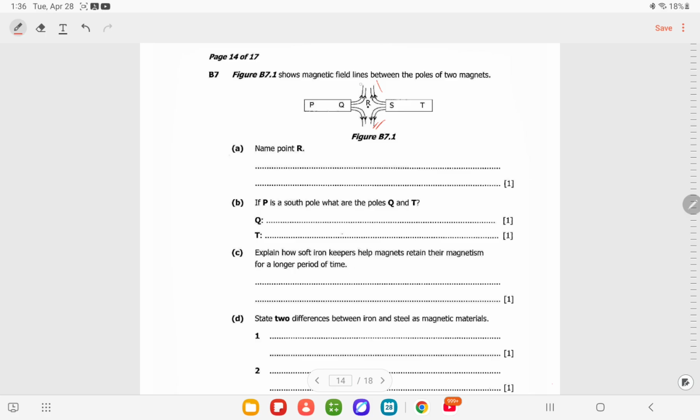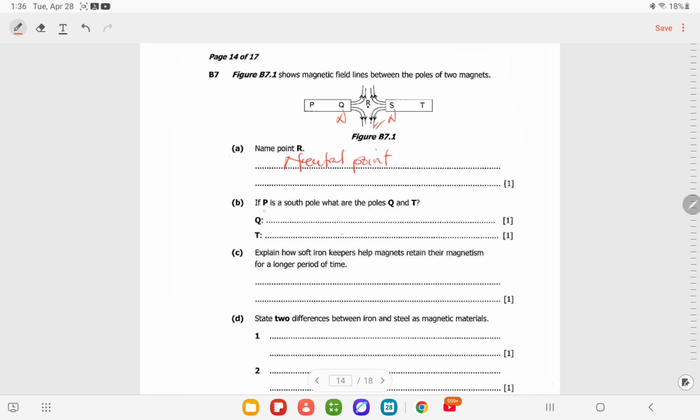If the arrows are going outside, it means this part is the North Pole. This part is also the North Pole. But if these arrows were coming in the opposite direction, then we can predict that these poles are south and south. So name the point R. Point R is called the neutral point.